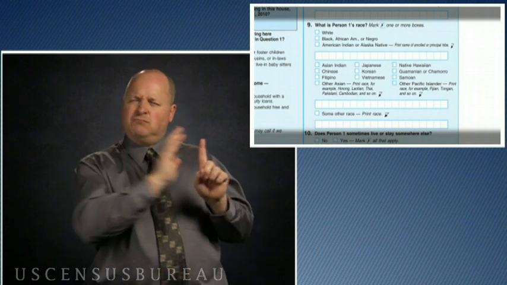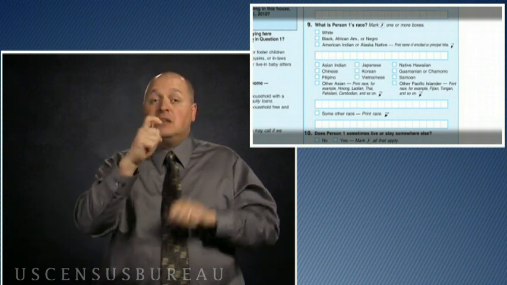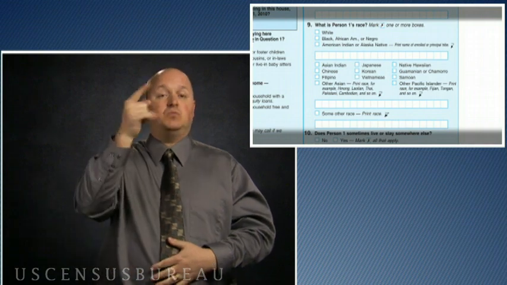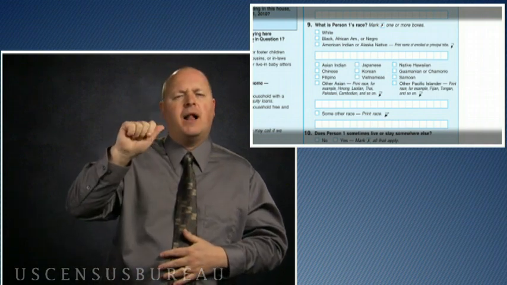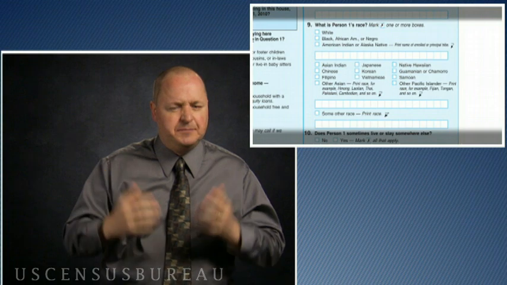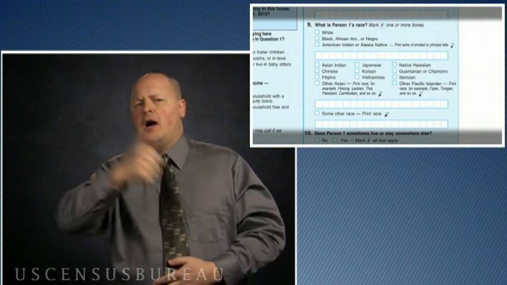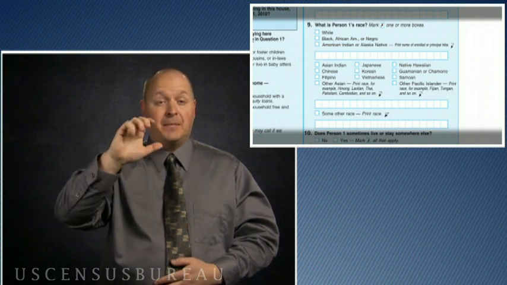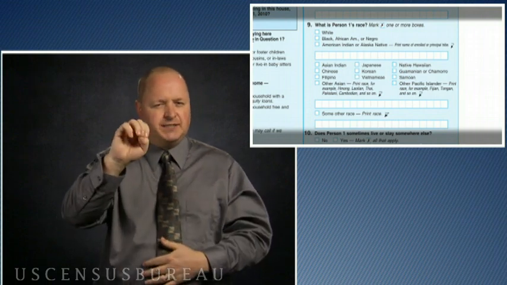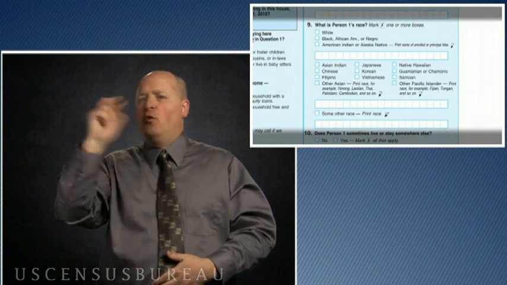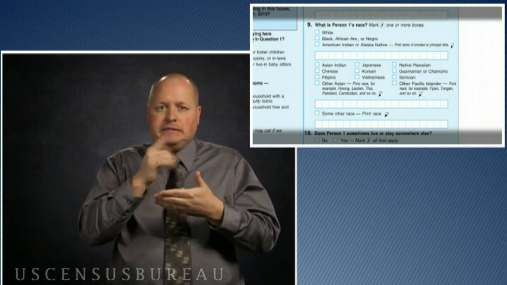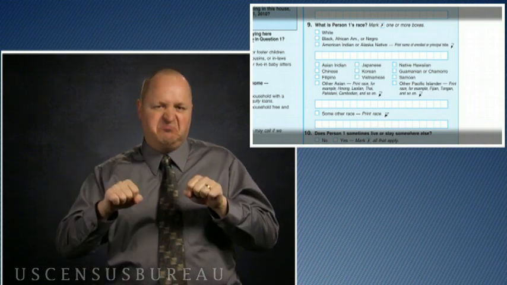Question 9 asks for person 1's race. Here you may mark one or more boxes to best identify person 1. If you mark American Indian or Alaska Native, please print the name of person 1's enrolled or principal tribe. Also, if you mark other Asian or other Pacific Islander, you may print person 1's specific race. If you mark the box for some other race, please print person 1's race. Remember, if you need more space, you may write beyond the last box.